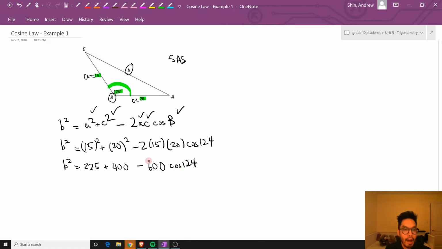All right. So we are continuing just to evaluate or simplify what's going on here. 225 plus 400 is going to be 625 minus 600 cosine 124. Now, right here, I'm going to highlight this. This is the most common error I see all the time. So many people will think that you have to subtract these two first. But you have to identify what is in between 600 and cosine B. If there is no operation listed in between them, that is multiplication. So this is multiplying.